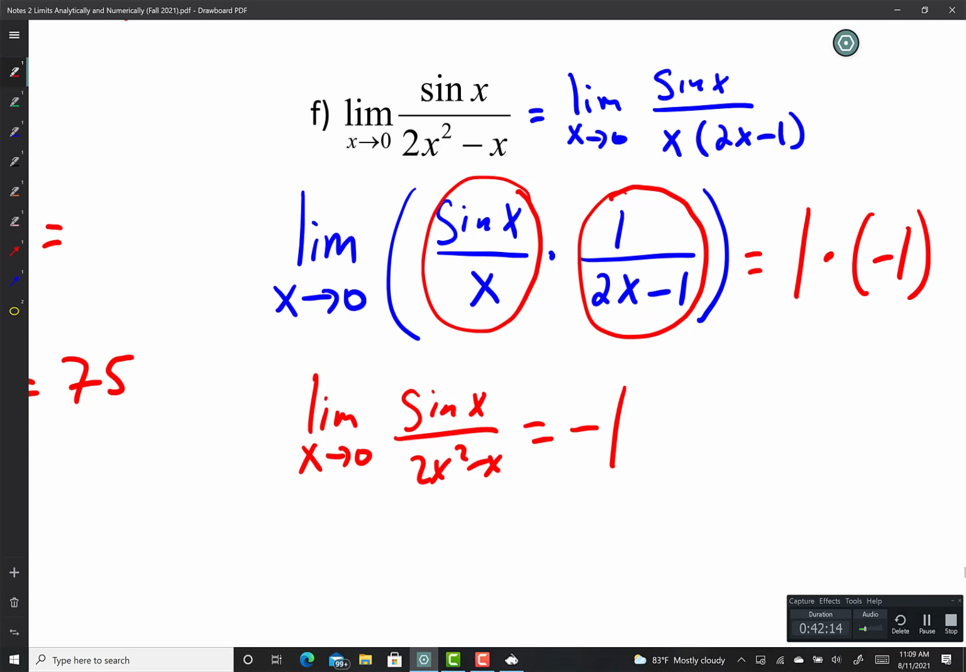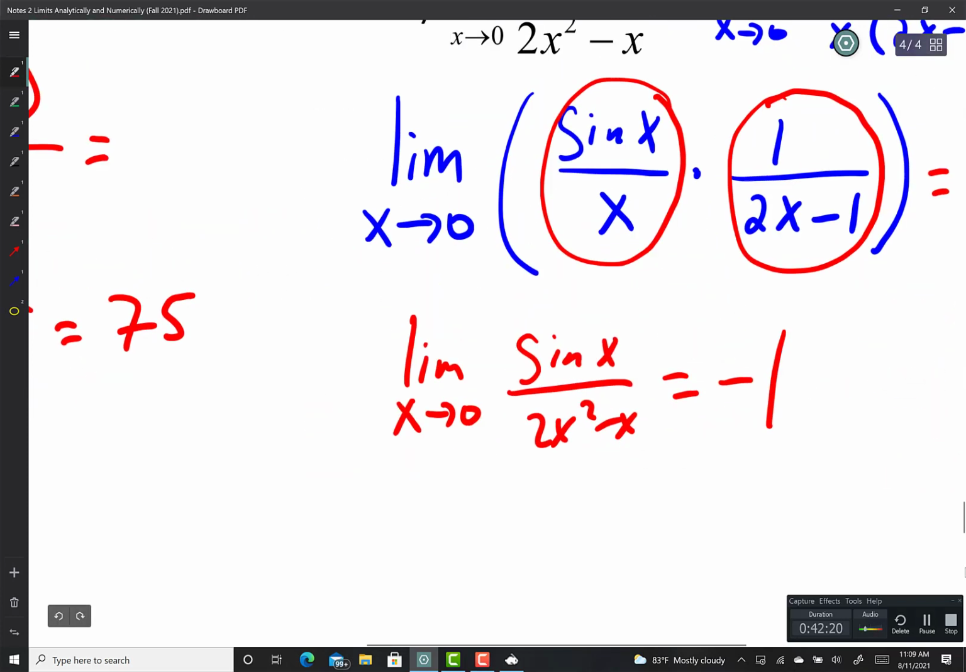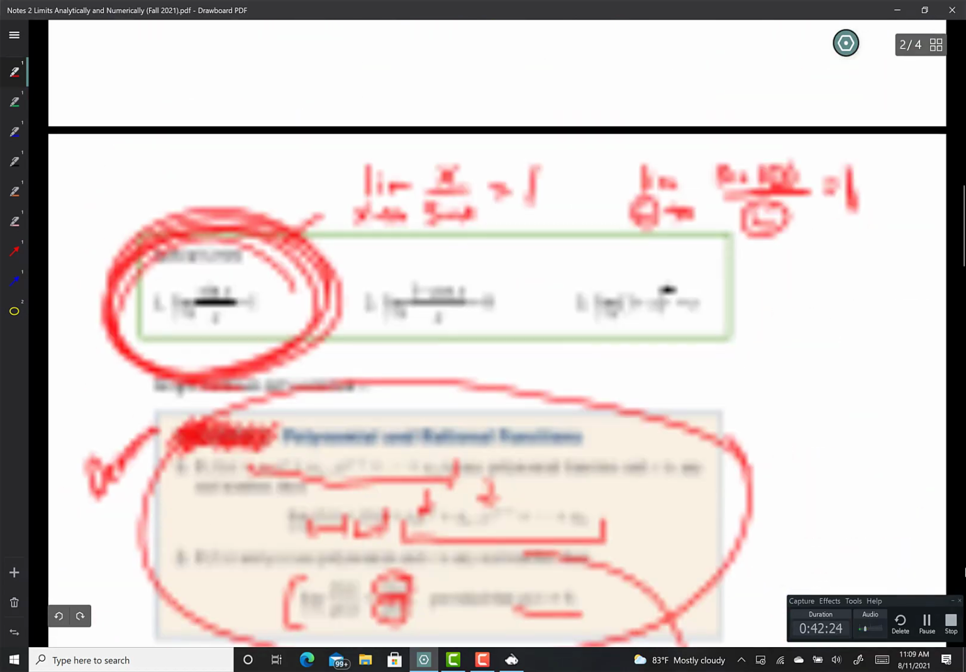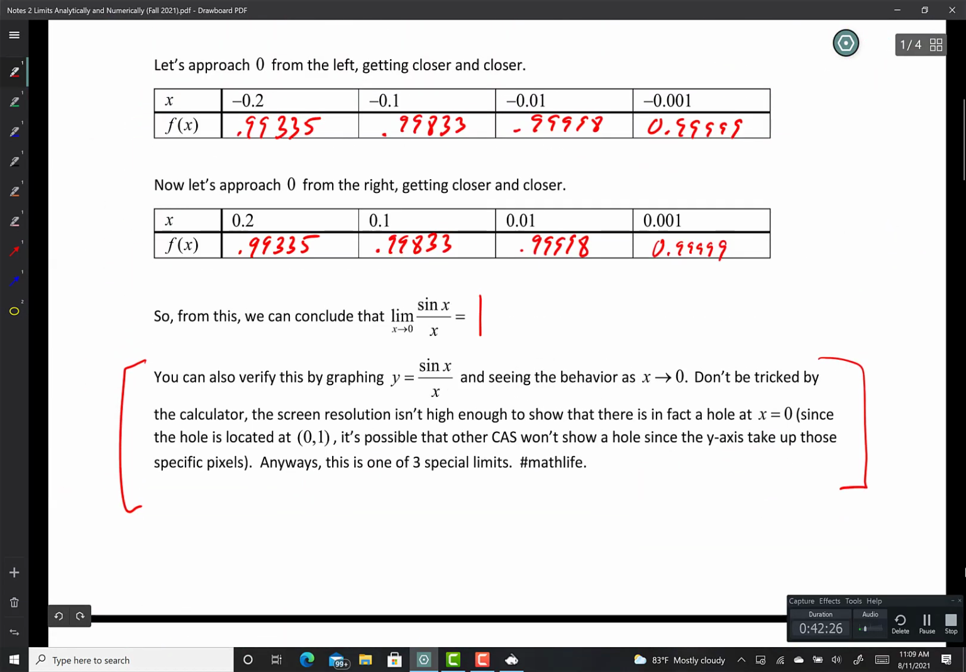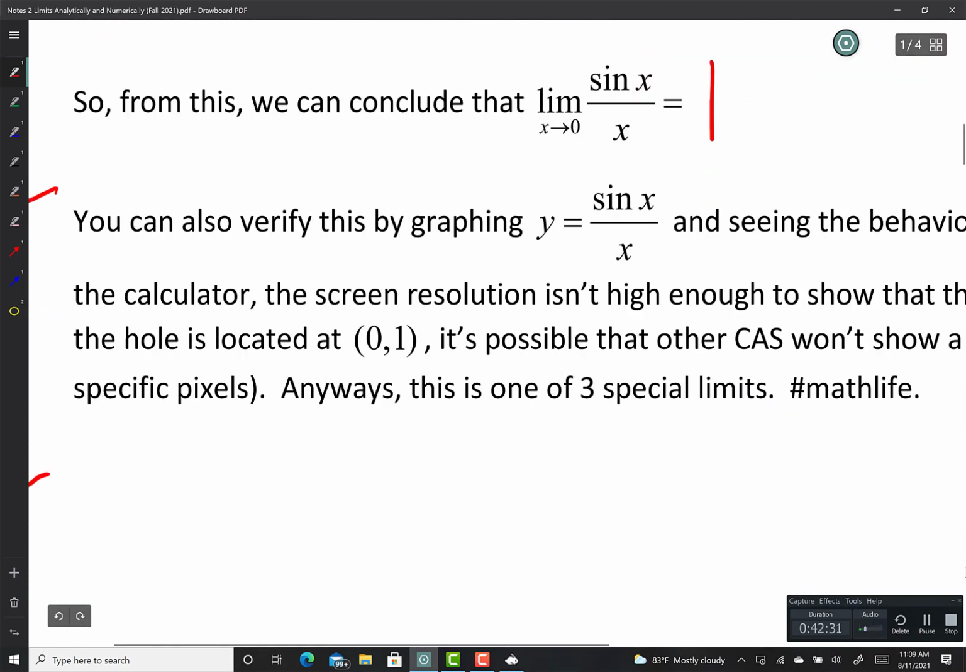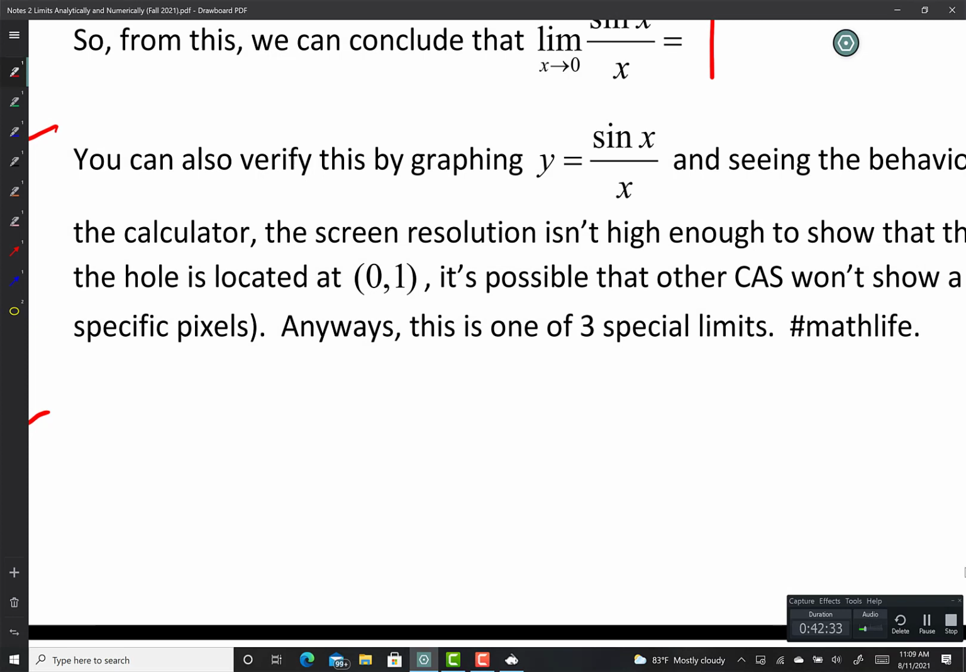Are we feeling okay? Wait, for the sin X over X, how do you get 1 again? Oh, well, the first time I got it from the table, from way over here, and then the second time I got it from the graph, that we looked at. You know what I mean?